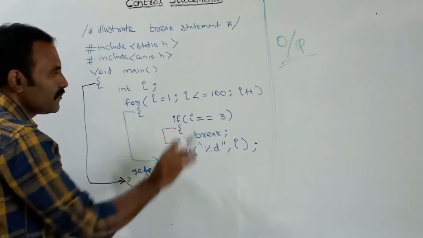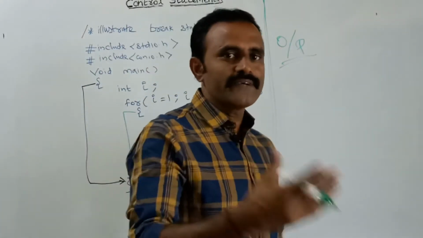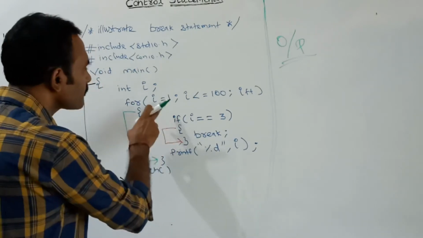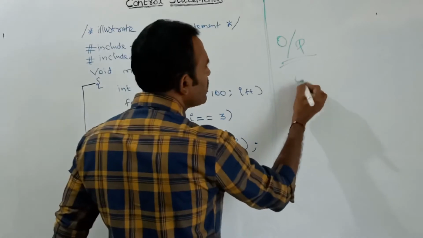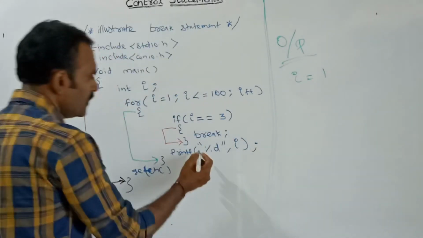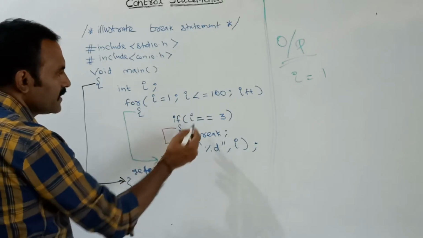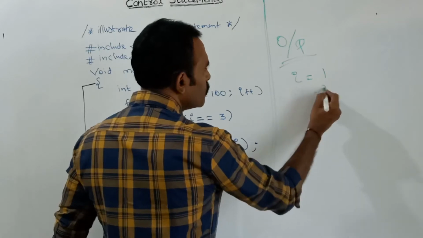Inside the body of the loop, I am telling that if the I value is 3, then use the break statement; otherwise the break statement won't be used. At the very first value, it will come and print the I value, which is 1. Next the I value is incremented, now I is 2. Again it checks I is not equal to 3, so it will print the I value, that is 2.